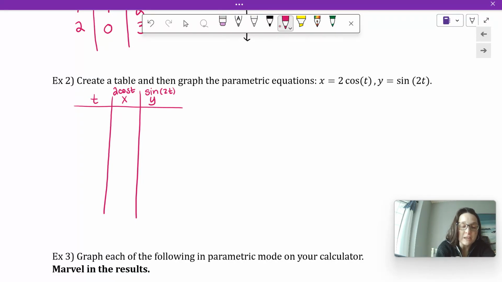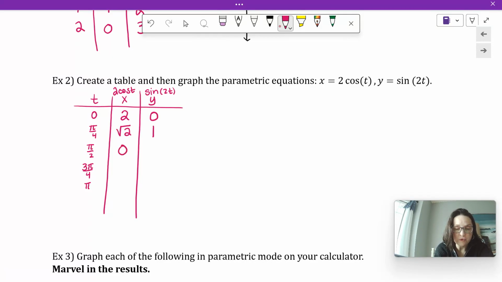And because I'm doing sine and cosine, I'm going to use sine and cosine inputs. So I'm going to make my t inputs 0, pi over 4, pi over 2, 3 pi over 4, and pi, and then see if I feel like continuing and see how hard it might be. All right, so 2 cosine t, 2 times cosine 0, that's going to be 2. And sine of 2t, that's the sine of 0, that's 0. All right, 2 cosine pi over 4, that's going to be root 2. The sine of 2 pi over 4, which is the sine of pi over 2, that's 1.